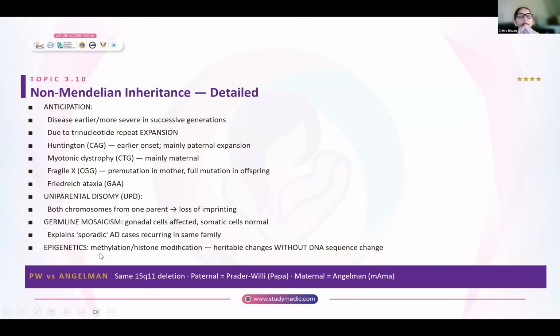Now, epigenetics means there is some modification in the proteins, or some modification in the methylation or the histones. So these are heritable changes without a change in the DNA sequence. So this is all about non-Mendelian inheritance patterns.